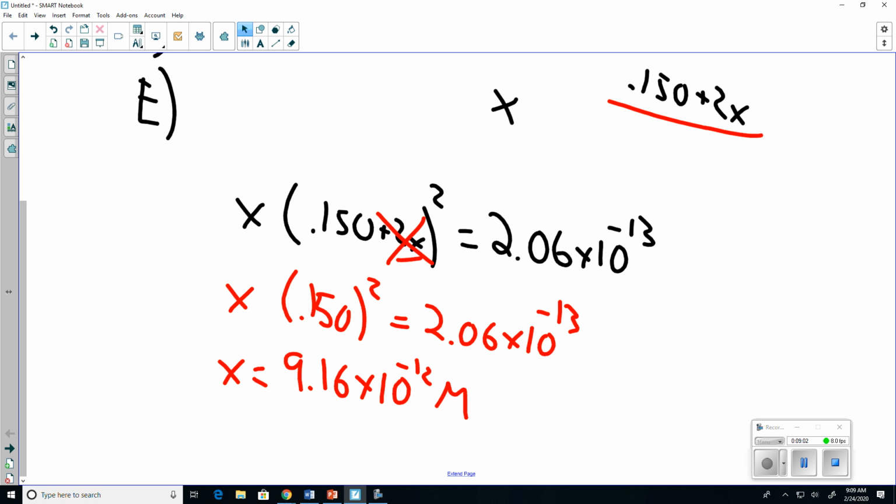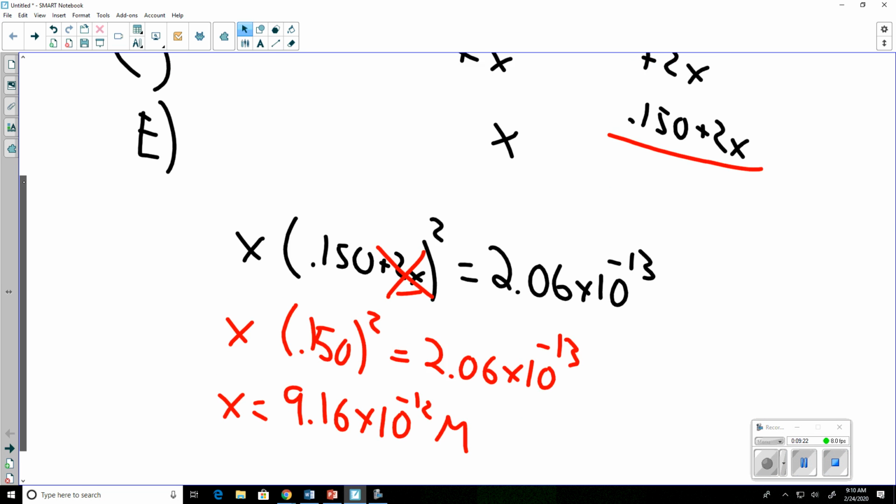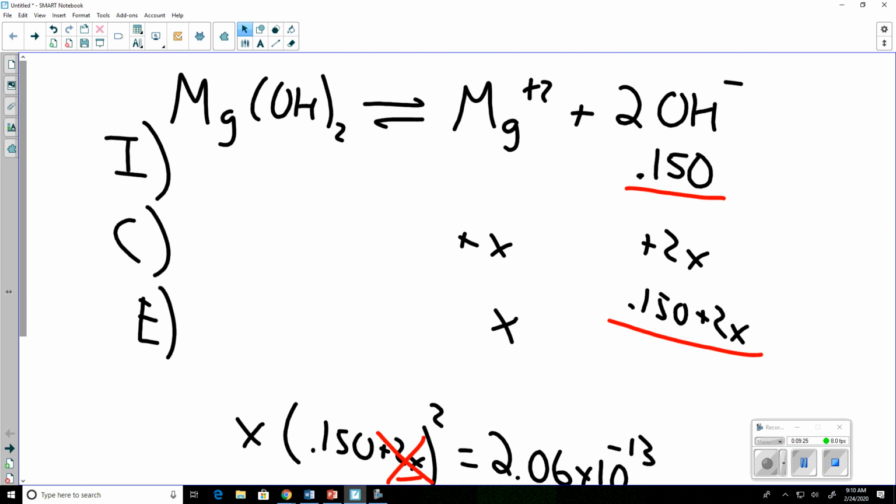This should make sense, that this is less soluble than magnesium hydroxide in water. Because again, in this second problem, you already have OH present. And if you already have OH present, think about it in terms of Le Chatelier's principle. Unlike what we just did in the lab where we took away hydroxide, if you start with hydroxide, equilibrium is going to shift that way, meaning everything is going to be less soluble.